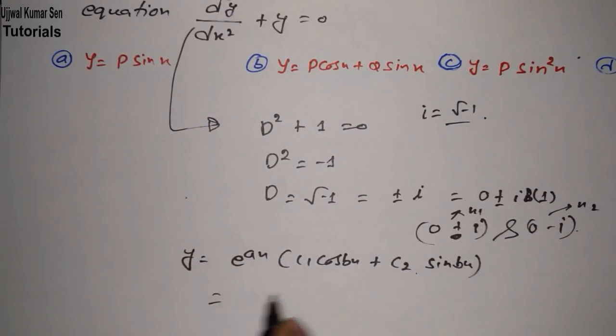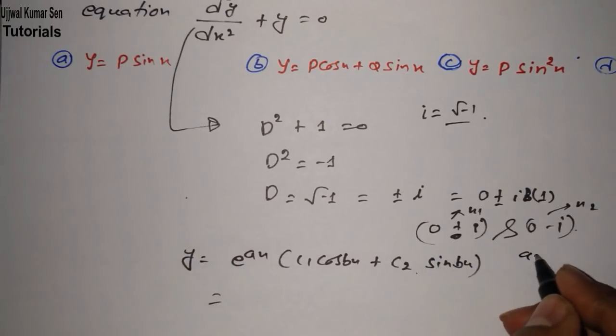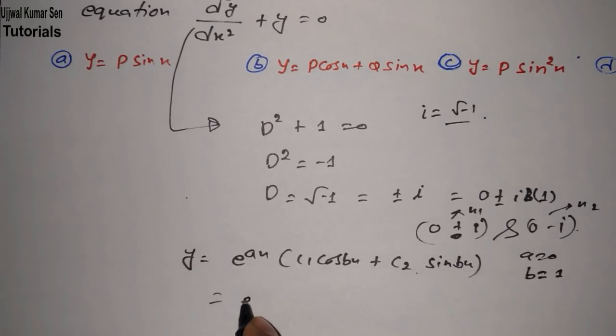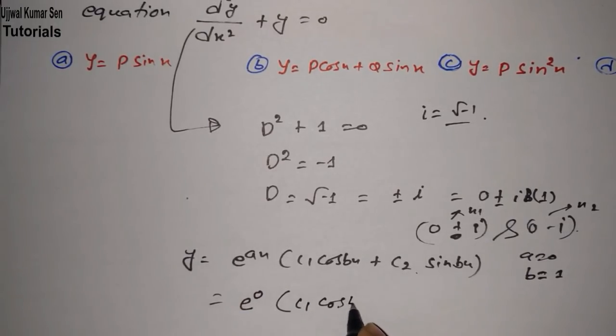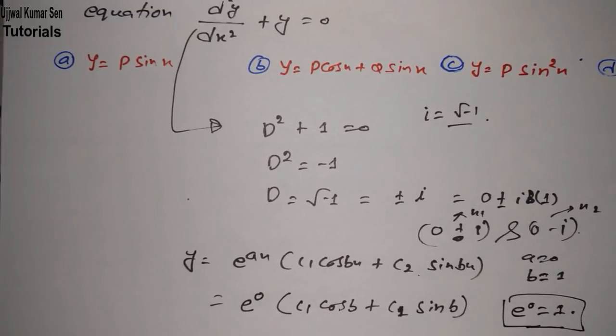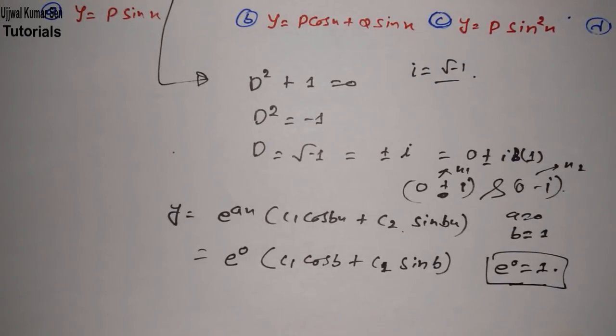In place of a, what we got is a equal to 0 here, and b equal to 1 here. Simple. So a is equal to 0 and b is equal to 1. So we can write e to the power 0x, (c1 cos x plus c2 sin x). Got it? Now e to the power 0 is equal to 1, because any constant to the power 0 is 1.